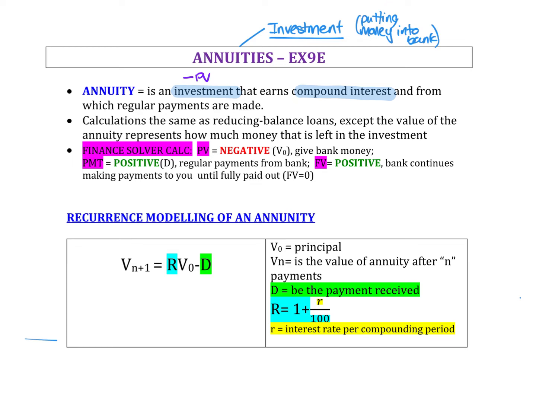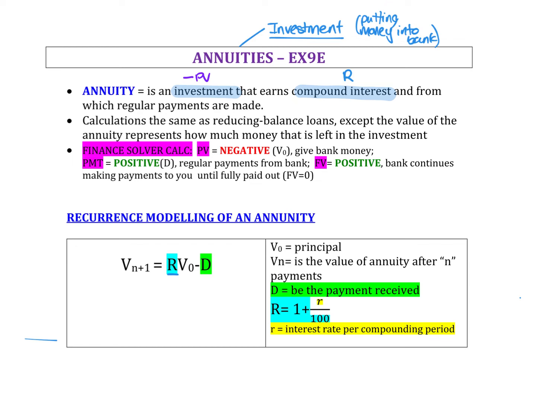This compound interest is the R value down here in the recurrence relation. That's where you're gaining some money. You're investing it and gaining some extra money. Now, sometimes in an annuity you'll have a payment. Say you've decided to invest 100,000, but you're going to take out a weekly payment every time. So that's what you'll see.